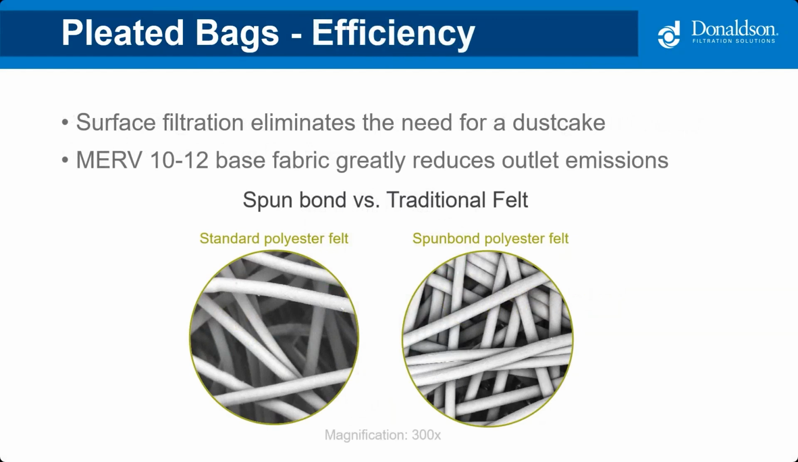Efficiency is another fantastic reason to switch over to them. Remember, I mentioned earlier, MERV 10 to 12. The spun bond polyester is far more efficient than your standard polyester felt. Remember, it uses surface filtration versus depth, and so just as it is, it's going to be more efficient. So even if you don't have your cleaning in check, you're still going to be getting extremely efficient operations.